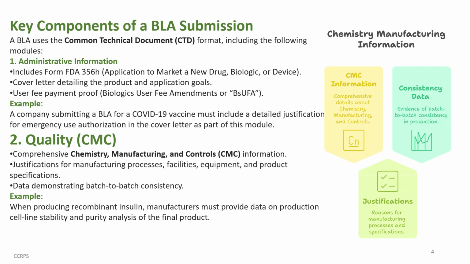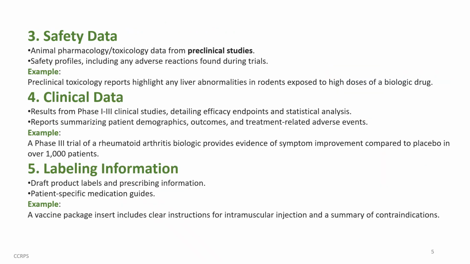Quality, CMC: comprehensive chemistry, manufacturing, and controls information, justifications for manufacturing processes, facilities, equipment, and product specifications. Data demonstrating batch-to-batch consistency. When producing recombinant insulin, manufacturers must provide data on production, cell line stability, and purity analysis of the final product. Safety data: animal pharmacology or toxicology data from preclinical studies, safety profiles including adverse reactions found during trials. Preclinical toxicology reports highlight any liver abnormalities in rodents exposed to higher doses of a biologic drug.